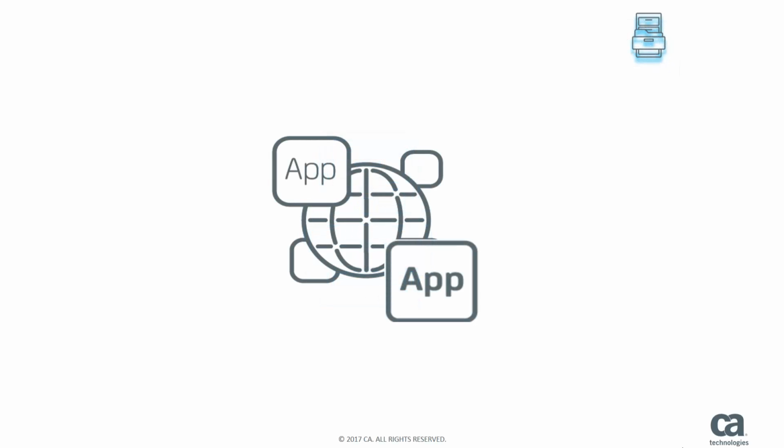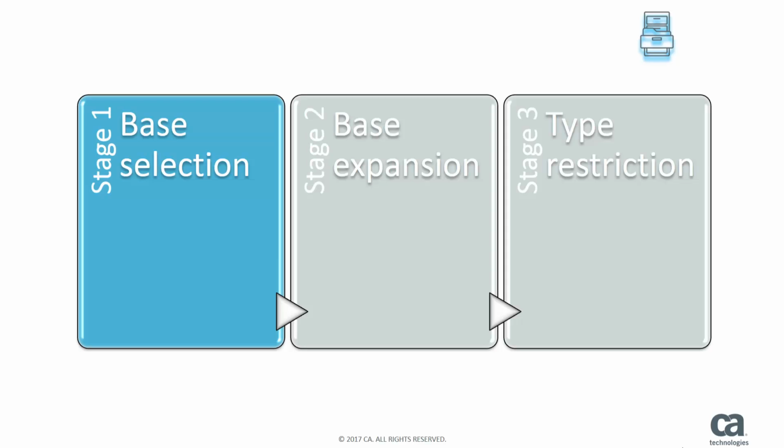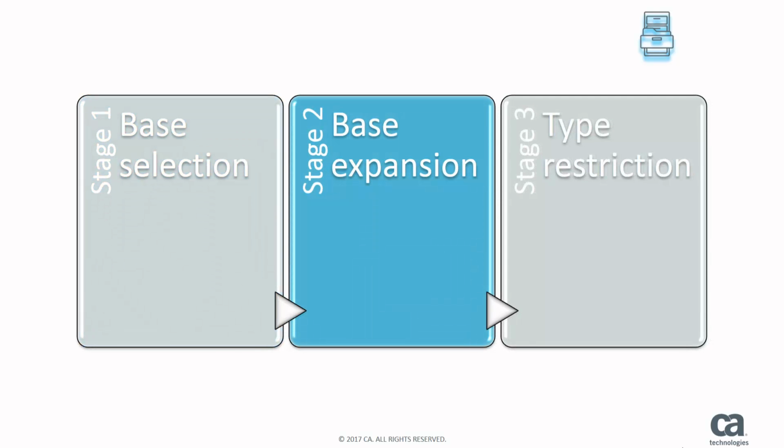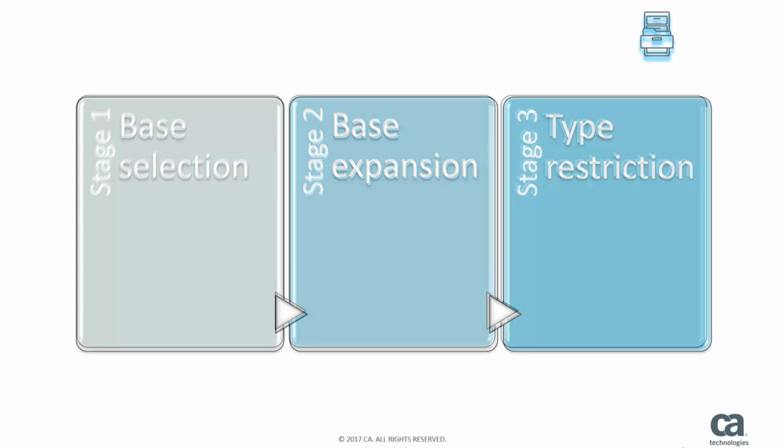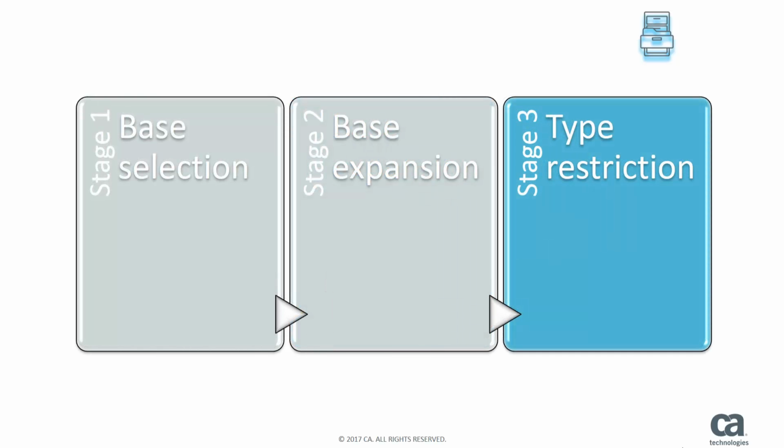Let's now talk about the technical details of operating the Object List Manager utility. To make syntax easier to understand, let's spend a few seconds discussing rules for selecting and filtering objects. The Object List Manager has three stages of include-exclude processing. The first stage is responsible for the base selection. The second stage is responsible for base expansion. And the third stage plays an important role restricting different types of objects in the Object List Manager object lists.